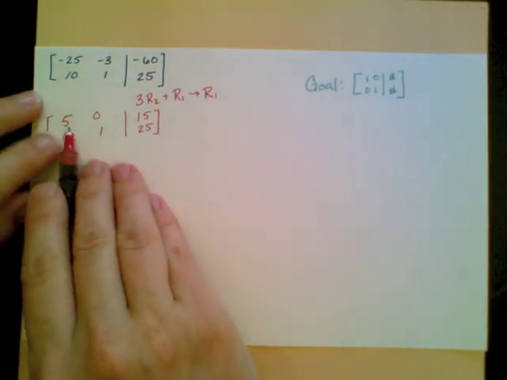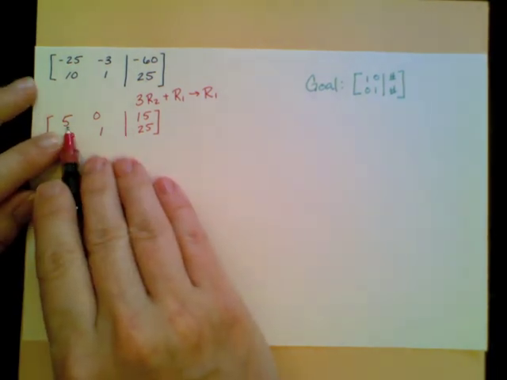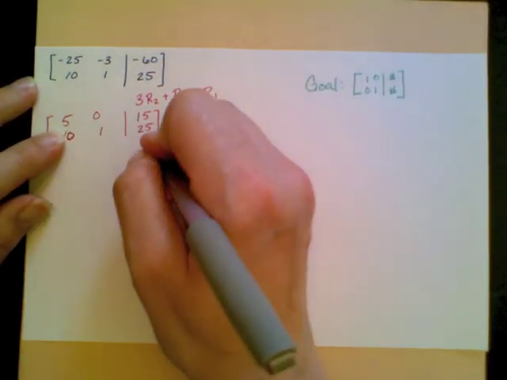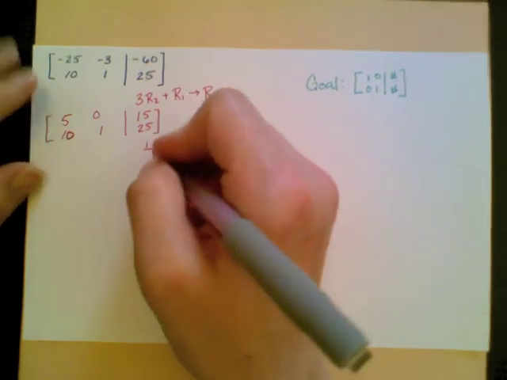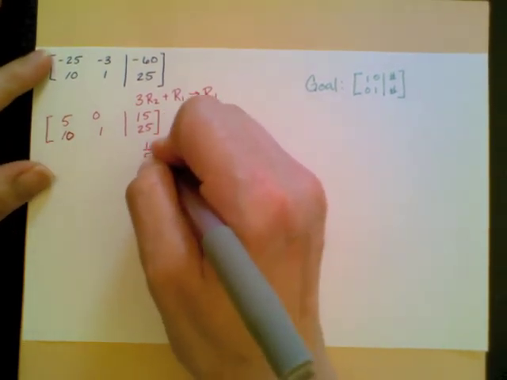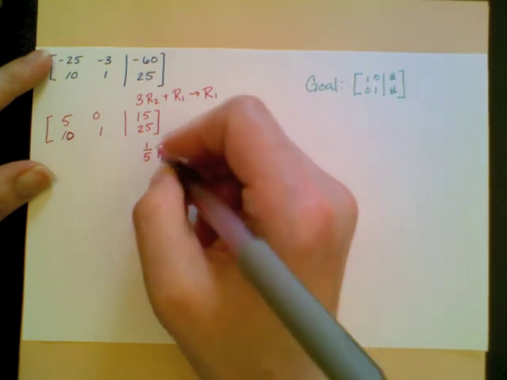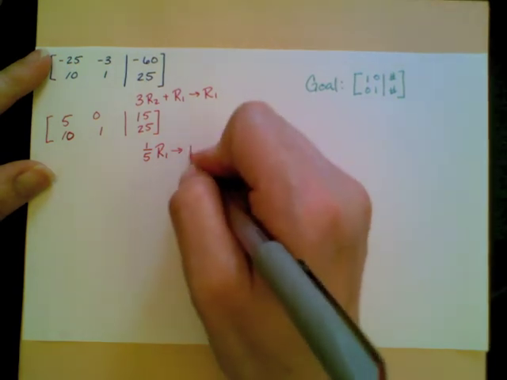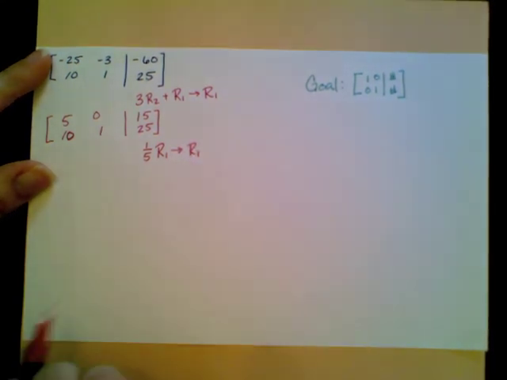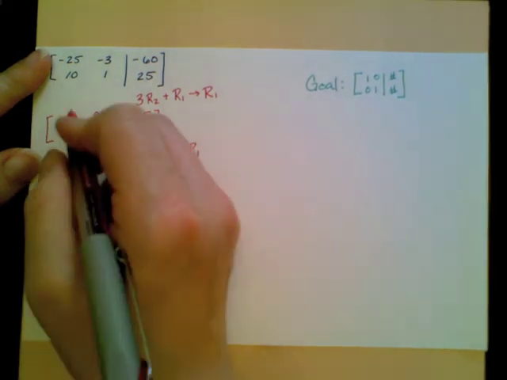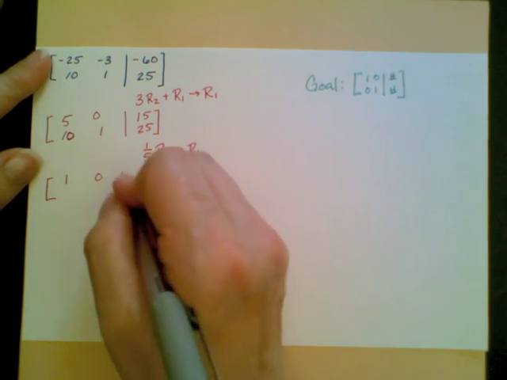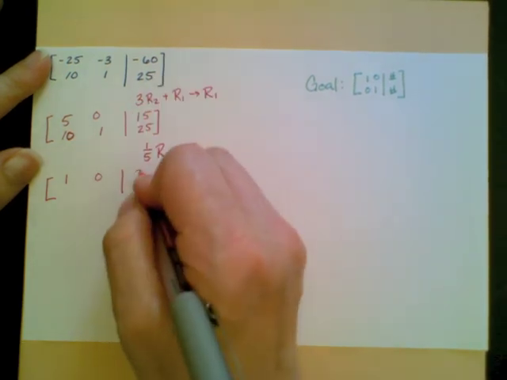So notice I avoided having to have any fractions. And now, when I get my 1 where I want it for the first column, I won't have to deal with any fractions either. Sometimes it will not be possible to avoid fractions, but when you can, it's sort of nice. So I want to change this 5 into a 1, so I'm multiplying row 1 by 1/5. So 1/5 times 5 is 1, 1/5 times 0 is 0, and 1/5 times 15 is 3.